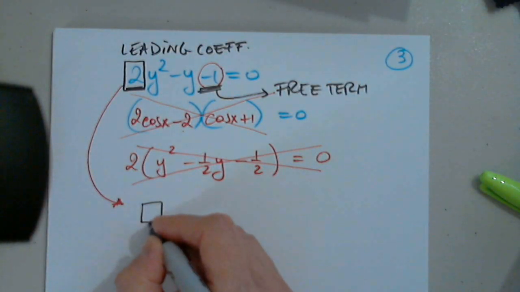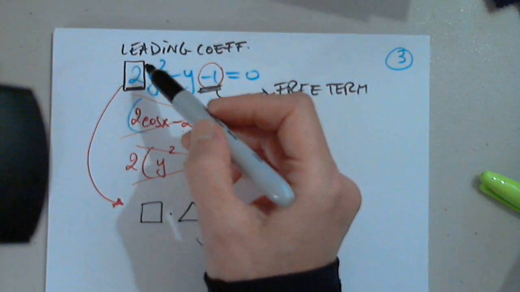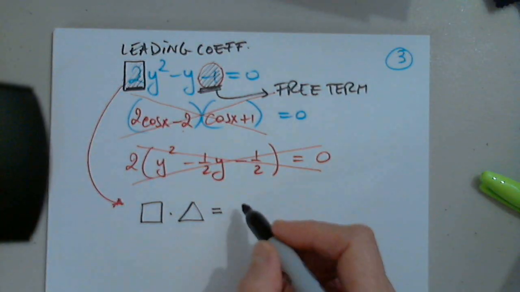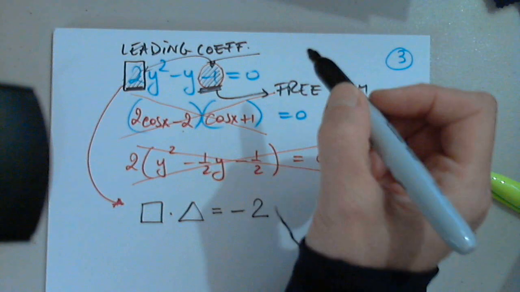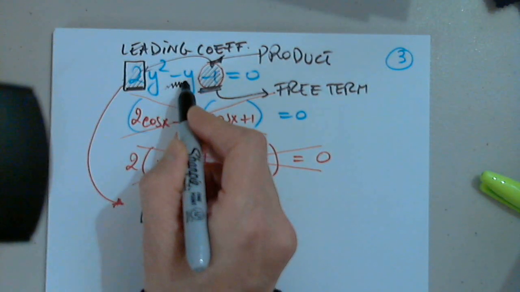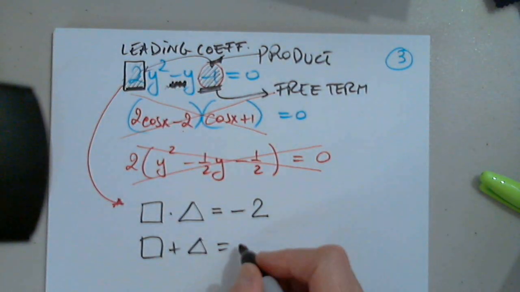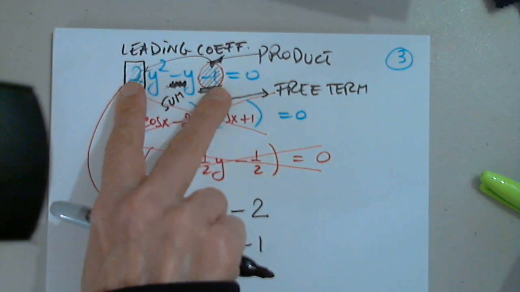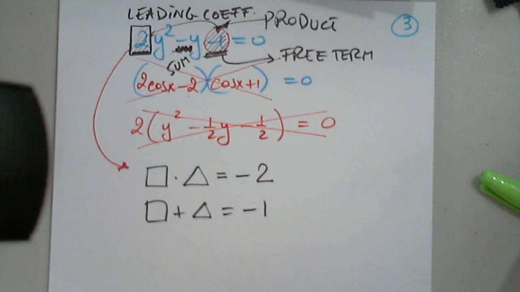So what am I looking for? I'm looking for two numbers whose product is this: 2 times -1. So this is always the product, these two. And this is always the sum. What is here? -1. So this is the sum, always, and this is the product, always. So can anyone give us two numbers whose product is -2 and whose sum is -1?